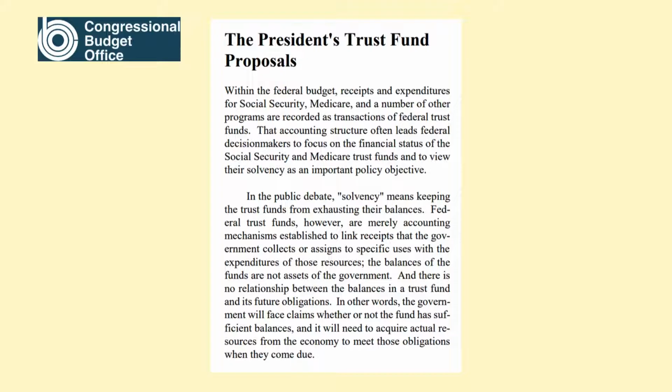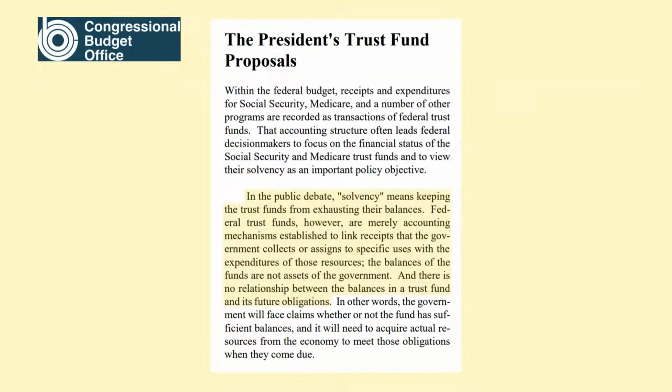The CBO argues that solvency means keeping the trust fund from exhausting its balance and ensuring funds for future benefits. So what they're saying is, as long as the counter doesn't reach zero, even though there is no money left, Social Security can still fund benefits. Defining solvency this way, however, is not a meaningful measure of the government's ability to meet benefits. Because, as you know, there's no money in the trust fund, even though the counter has a number. It doesn't mean that the government has money to pay the benefits because there's really no money there.